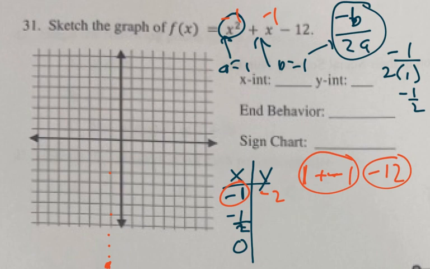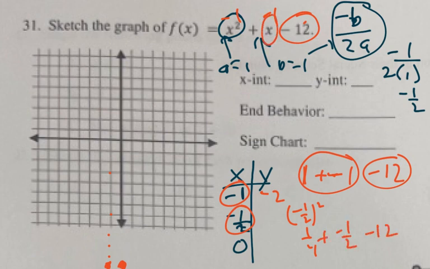Now 0, if you plug in there, will also give you negative 12. All right, and what about negative 1/2? This one sucks just because of the large numbers, of course. But negative 1/2 squared is 1/4 plus negative 1/2 for the x, minus 12.